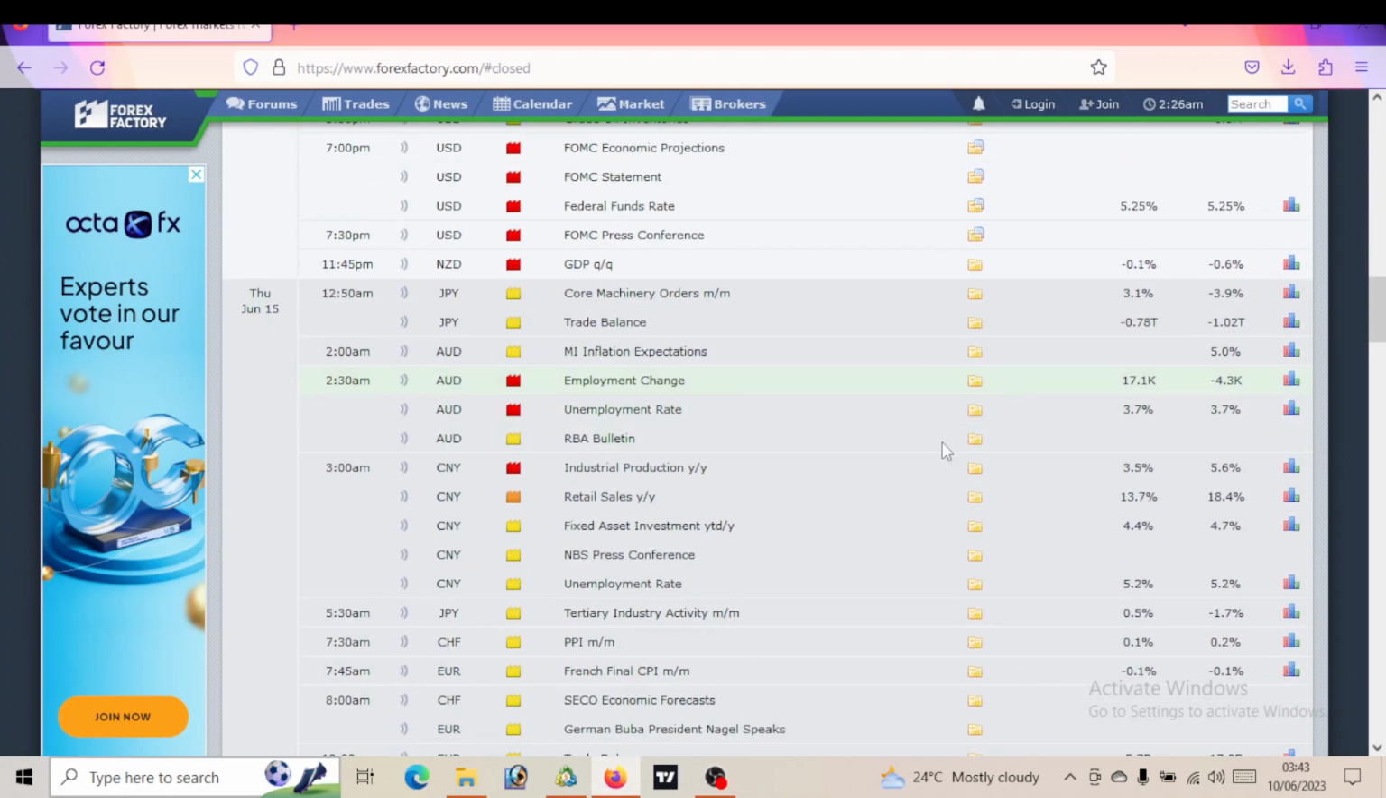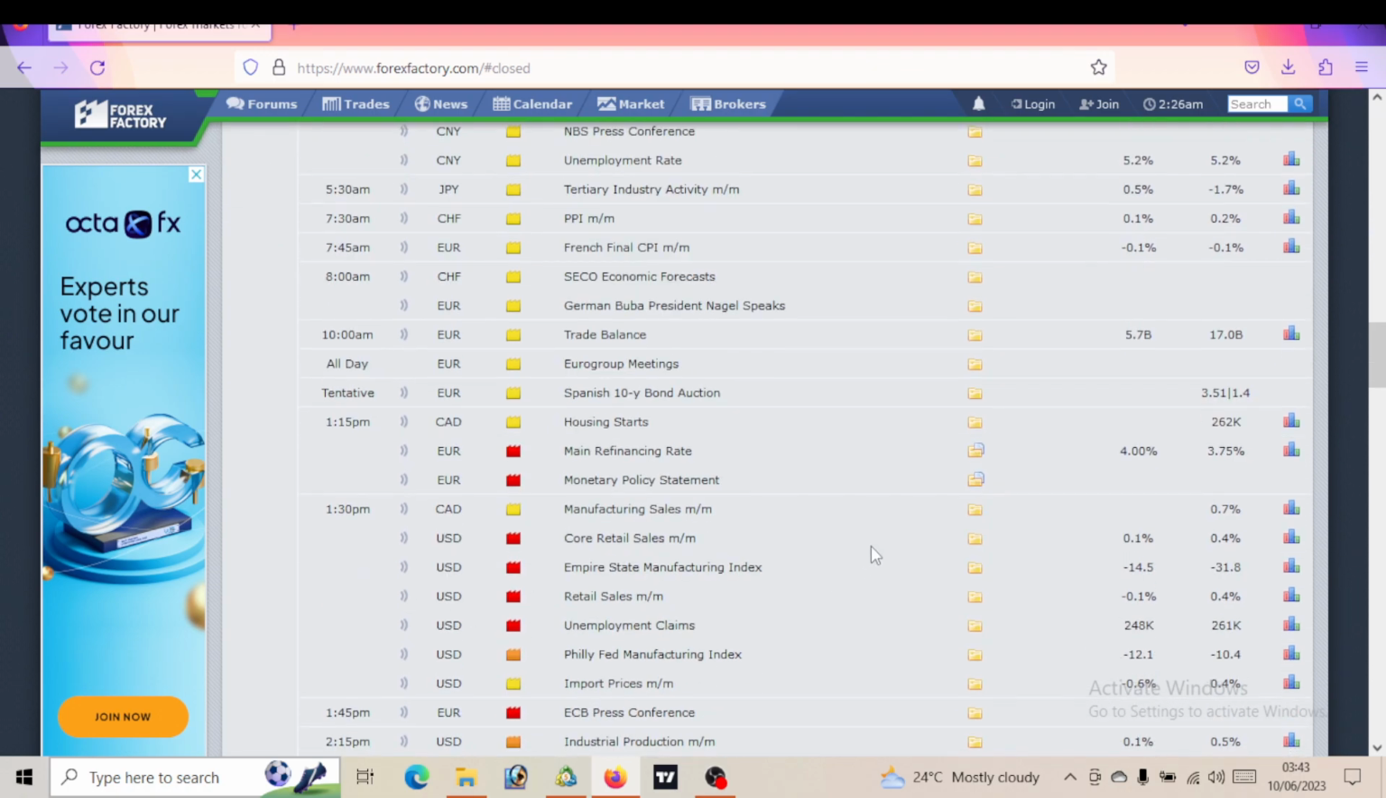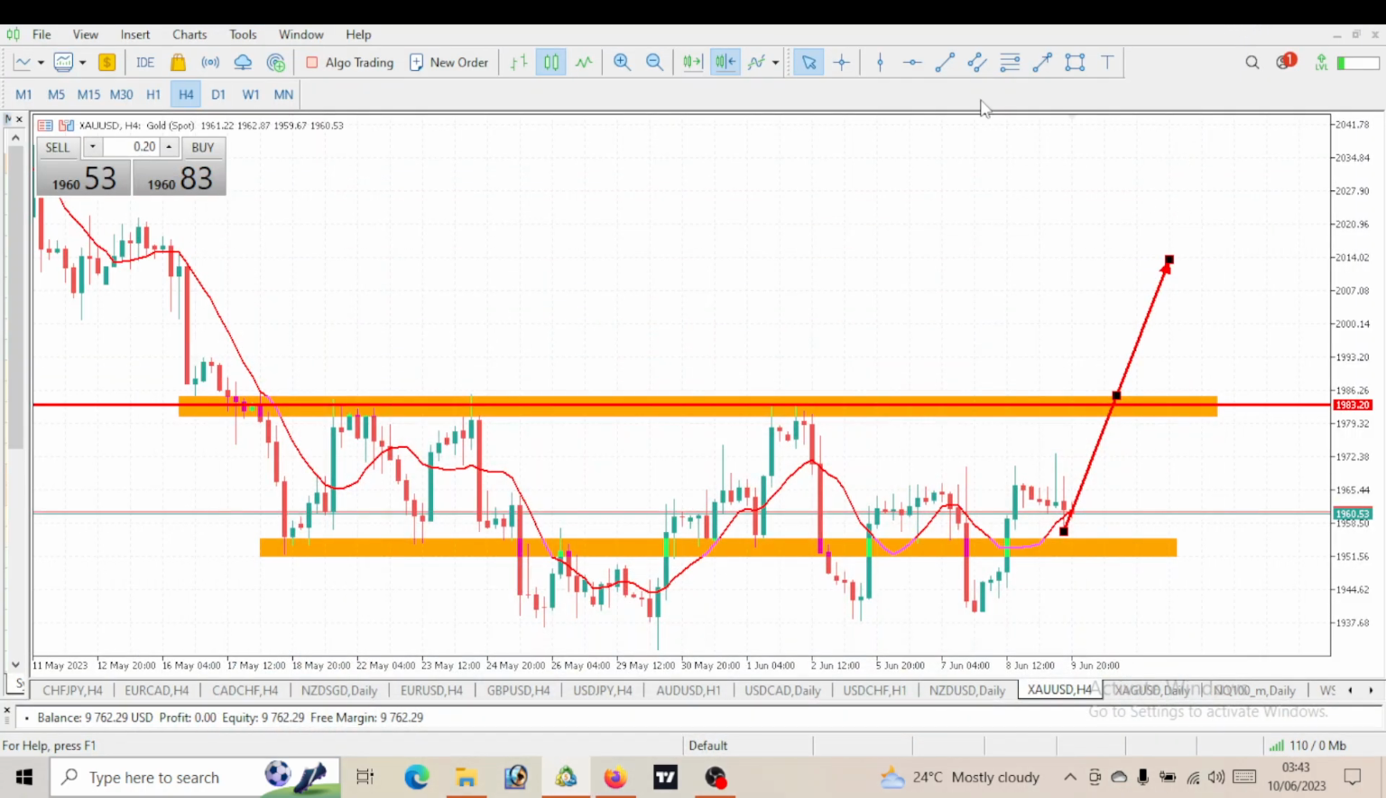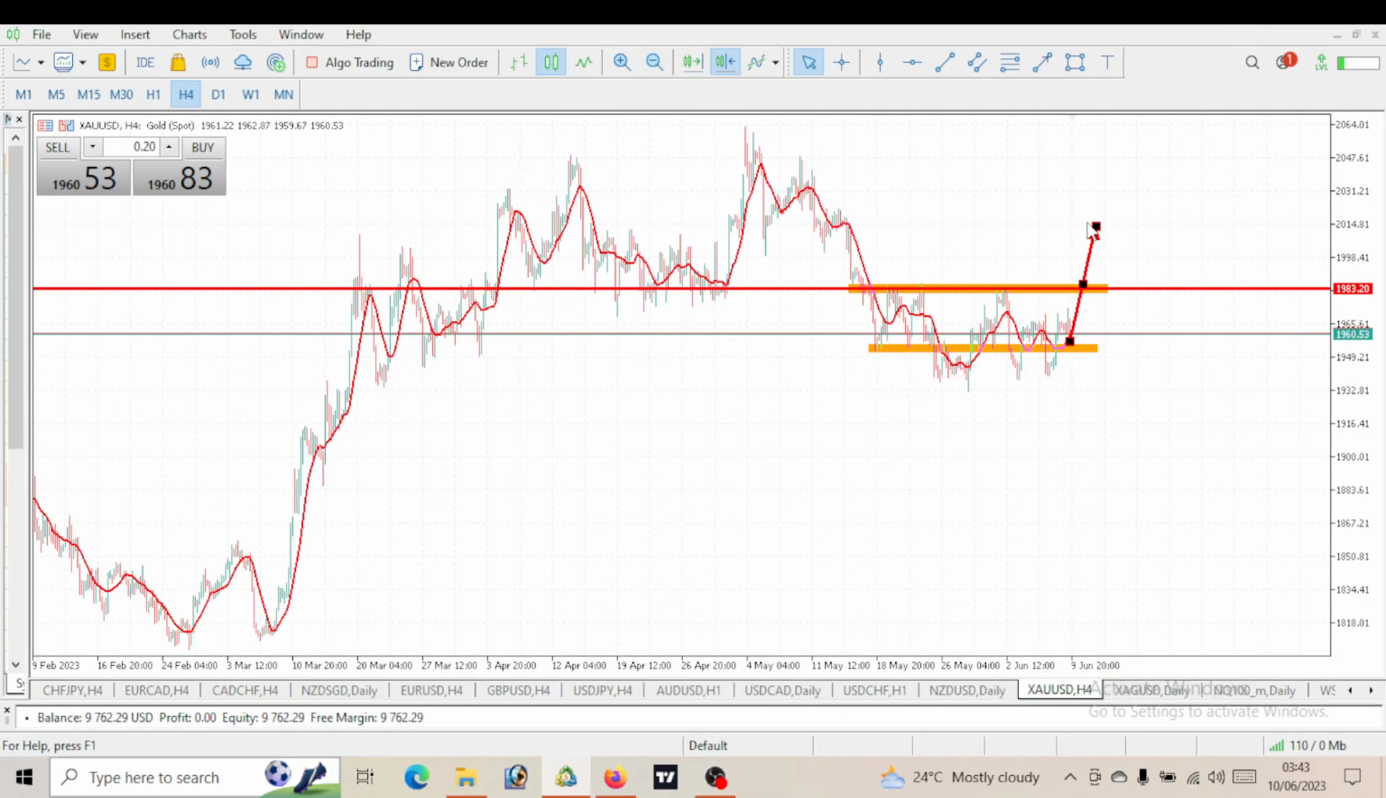That is on Wednesday. On Thursday we have core retail sales, Empire State Manufacturing Index, and unemployment claims. These are kind of uncertainty movements, which means for gold we actually see a bullish move. A lot of people will start buying gold, investors will start moving money to gold and every other thing, right? So the movement on gold will be to the upside.